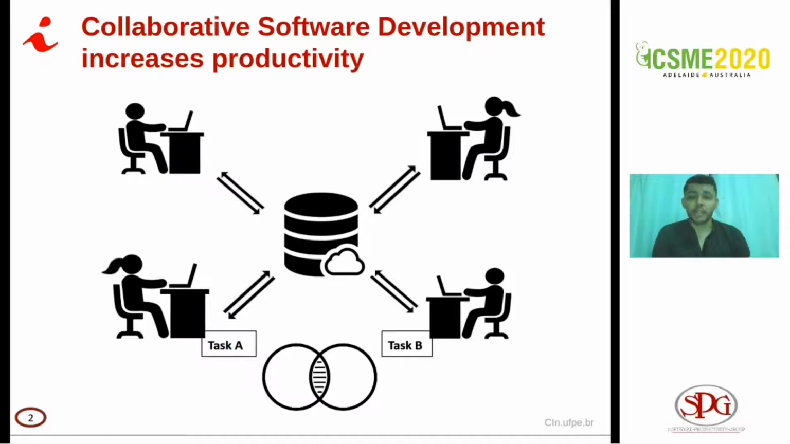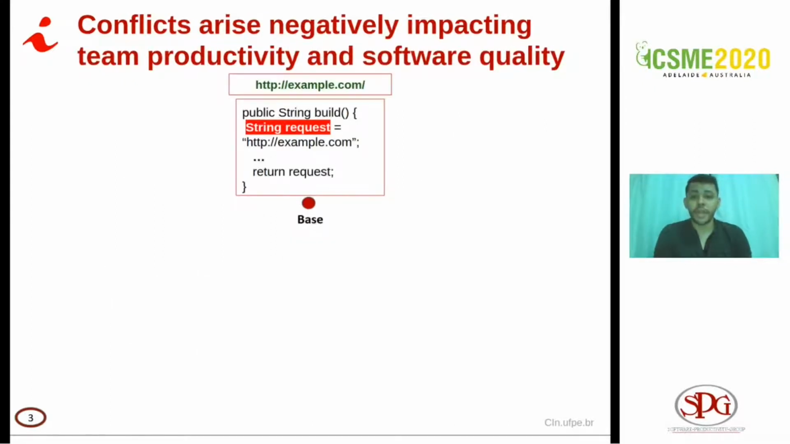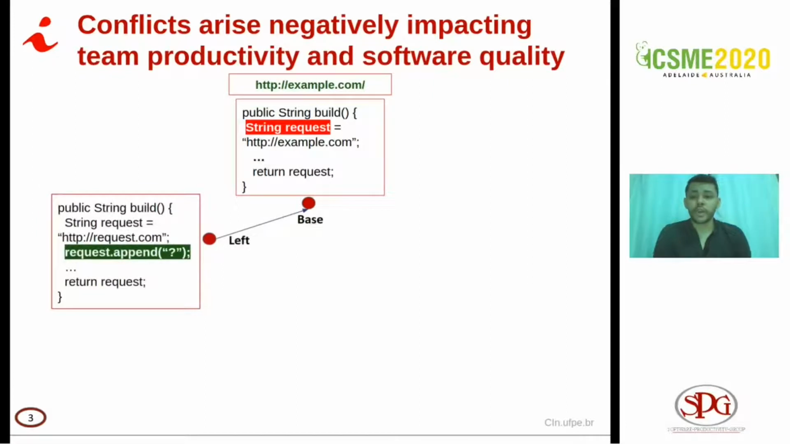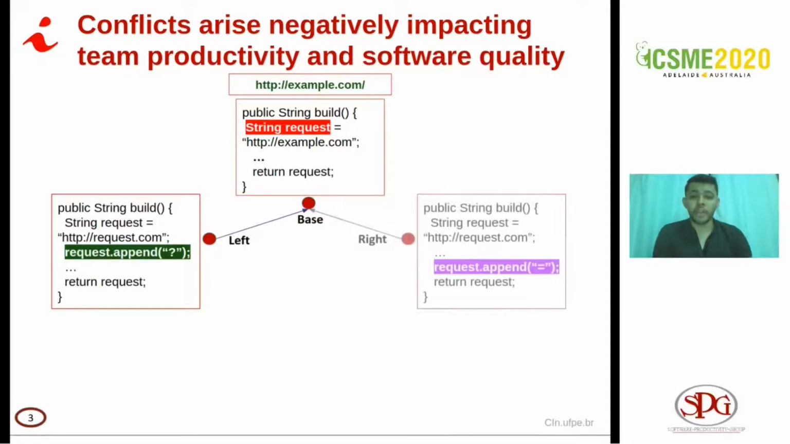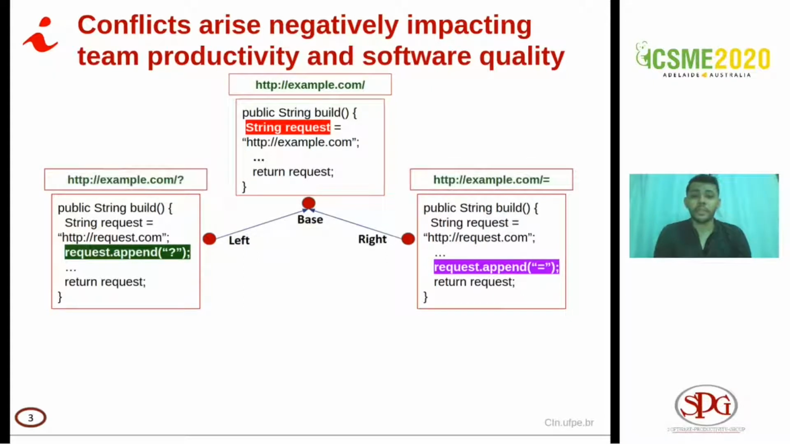For example, consider this method build that returns a URL represented as a local variable request, highlighted in red. In one contribution, let's call it left, the developer changes this local variable, adding a new question mark, highlighted in green. In another contribution, let's call it right, unaware of the change performed by left, the developer also changed this local variable, adding an equal sign, highlighted in purple. In both contributions, the method build still returns a working URL.